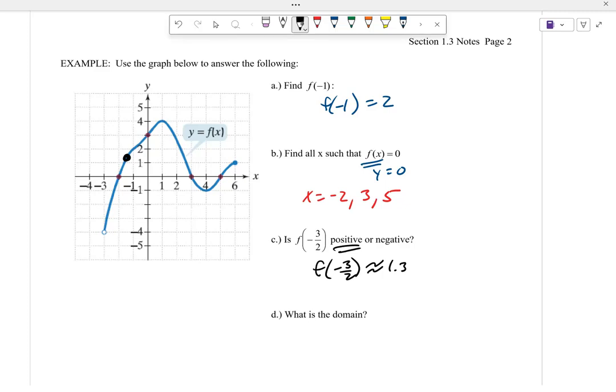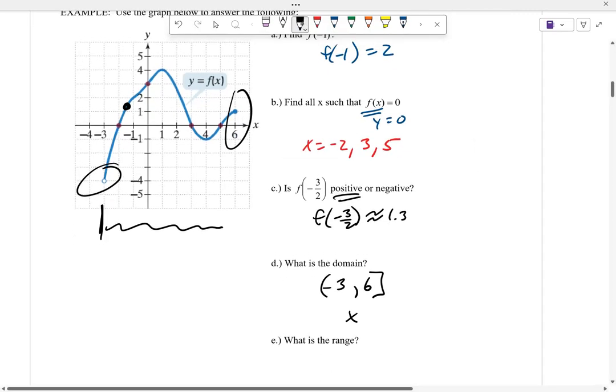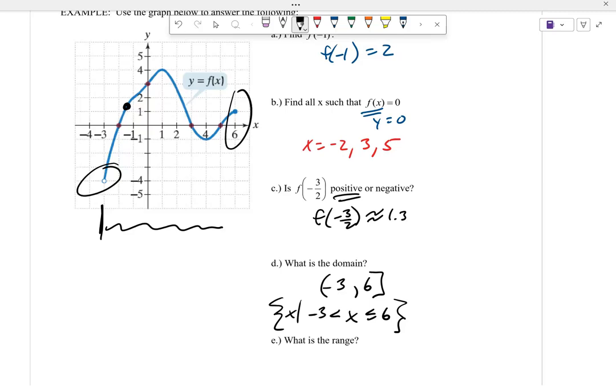What's our domain on this? Well, it looks like our lowest x value is -3, but it's open, right? Notice that's open. Everything's defined up until 6, but it's closed. So -3 up until 6. If you want to put it in set notation, it would be set notation like that.